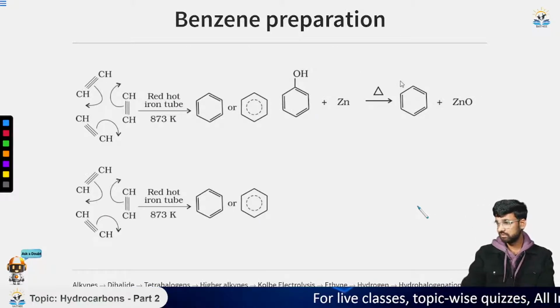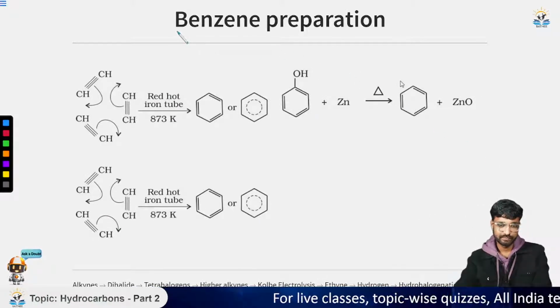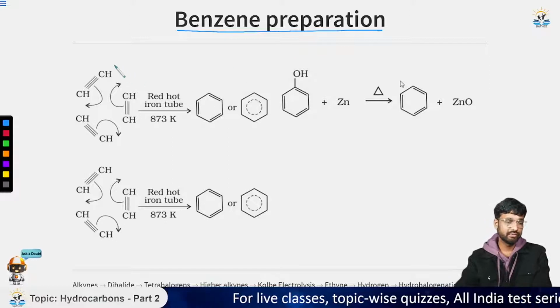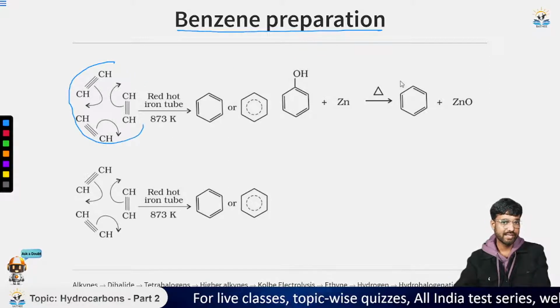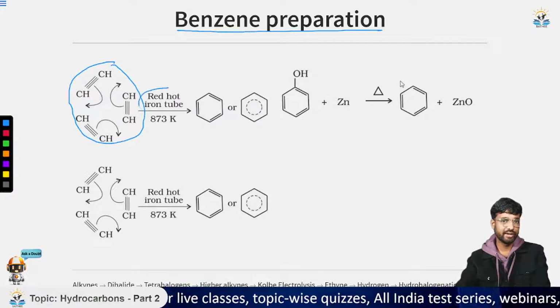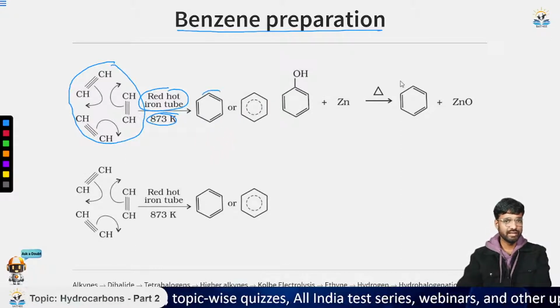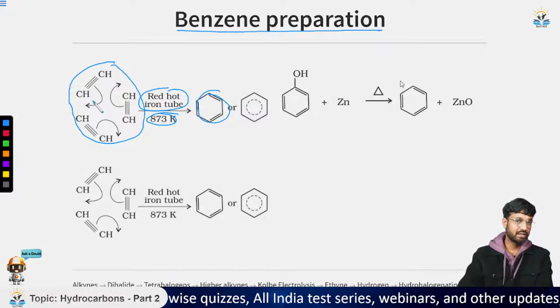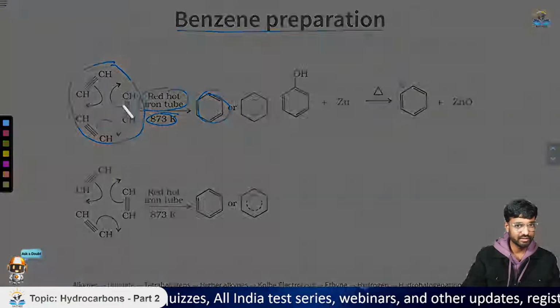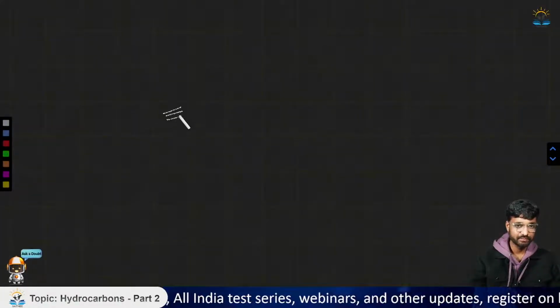Now let us look into some of the preparations of benzene. So first is from ethyne. We take ethyne and pass it through a red hot iron tube at very high temperature. And what we get is benzene. So it is basically a concerted mechanism. It goes like this. Suppose this is the thing that we have here.